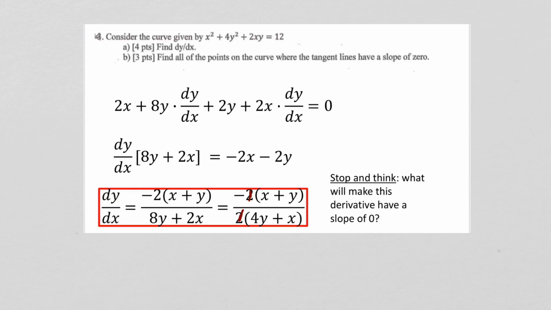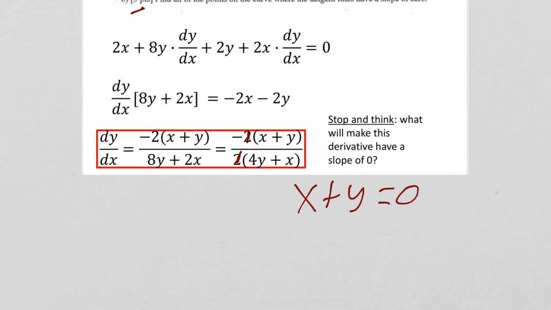So what will make this derivative have a slope of 0? We're not going to answer this full part B, where it says find all the points of the curve where the tangent lines have a slope of 0. But we can determine conditions that will create a slope of 0. So we know that if the numerator is 0, the whole slope is 0. So when is the numerator going to be 0? It's going to be 0 whenever y equals negative x.